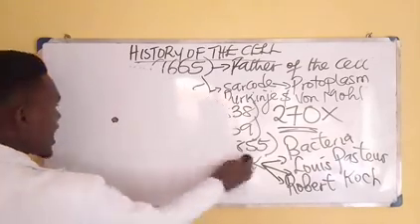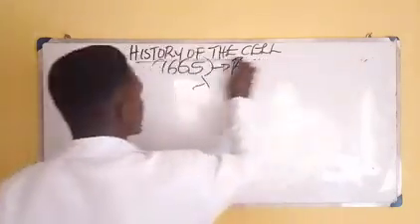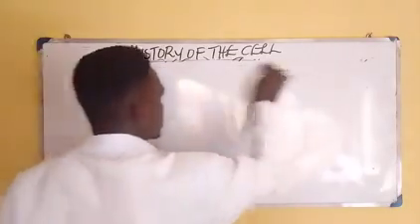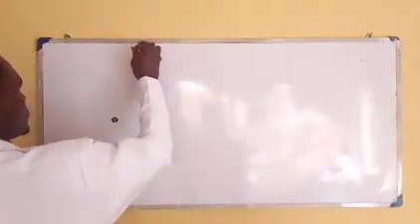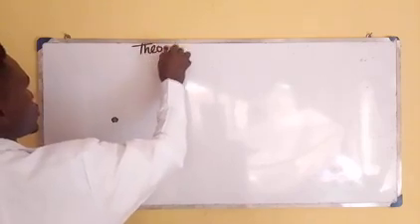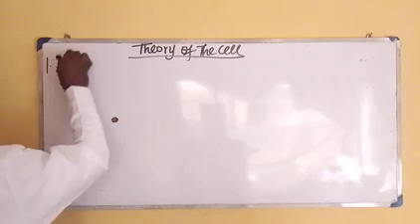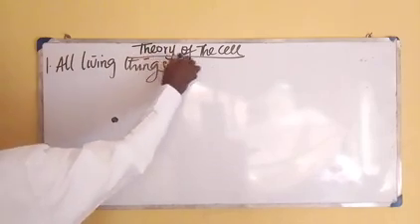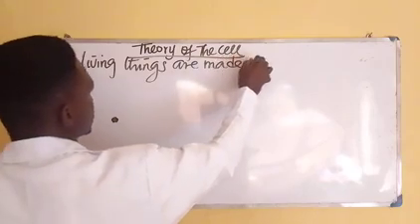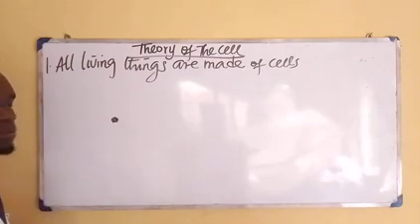On a broad note, in some textbooks across schools and universities, they'll give you only 3, but we have 5. Number 1, the theory of the cell. All living things are made of cells. That's the first one. All living things are made of cells.